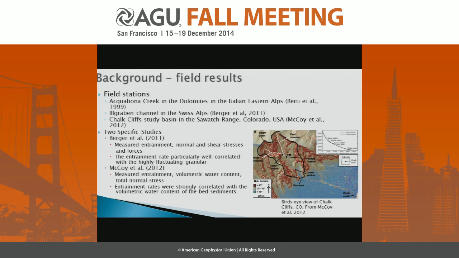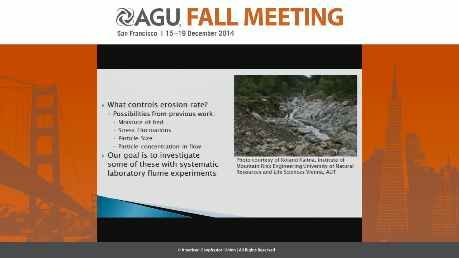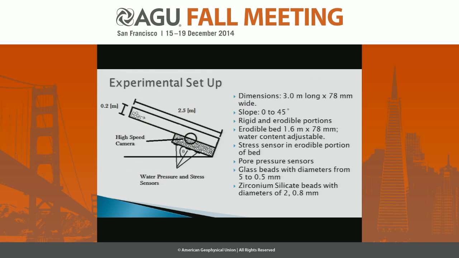And also another one by McCoy et al. in 2012, where they were looking at entrainment and also the volumetric water concentration, and there they saw that entrainment was strongly correlated with the water content of the bed sediments prior to the debris flow events, which leads us to wonder what exactly is controlling the entrainment rate. There's a number of possibilities, and so what we set out to do was investigate some of these through some systematic laboratory scale flume experiments.